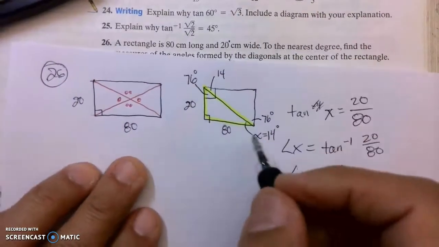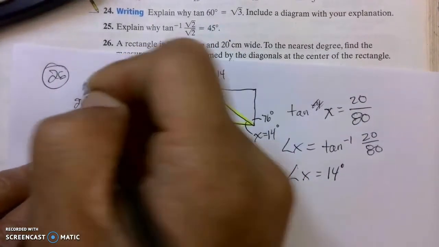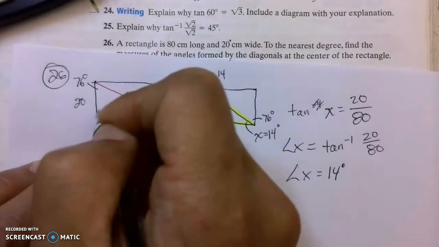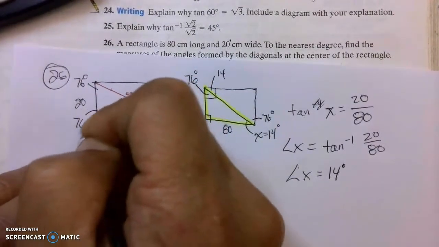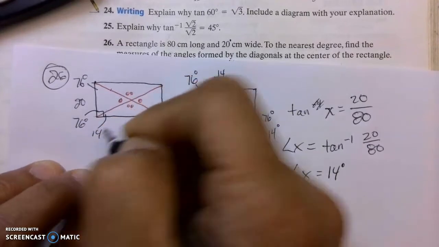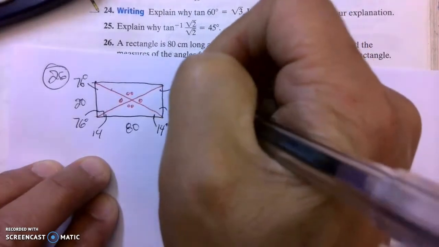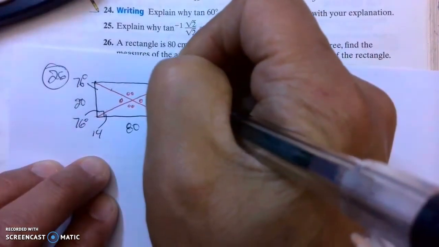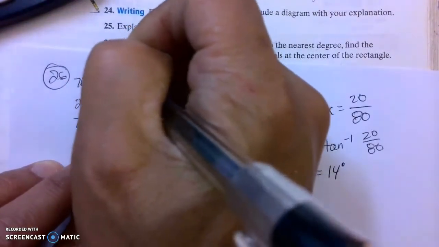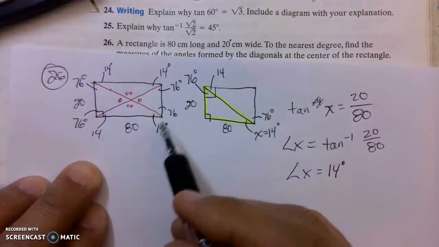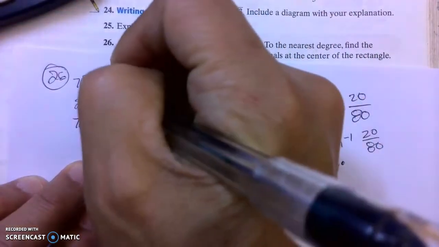Let's go back to this picture. This is 14 degrees. This is 76 degrees. This is also, because this is an isosceles triangle, 76 degrees. This is 14 degrees, 76 degrees, 76 degrees. This is 14 degrees. This is 14 degrees. So now I've got 76 plus 14, 76 plus 14. They all add up to 90 degrees at each corner, thus making a rectangle.